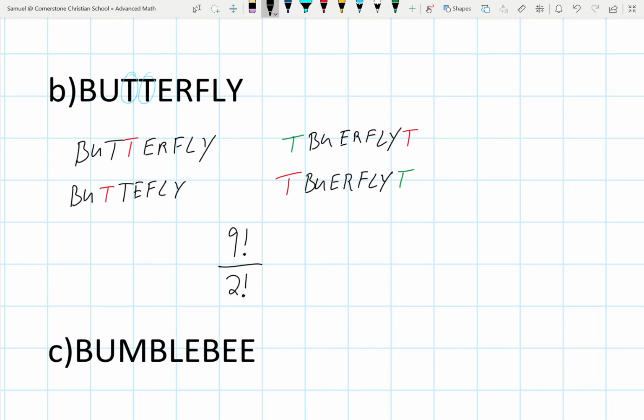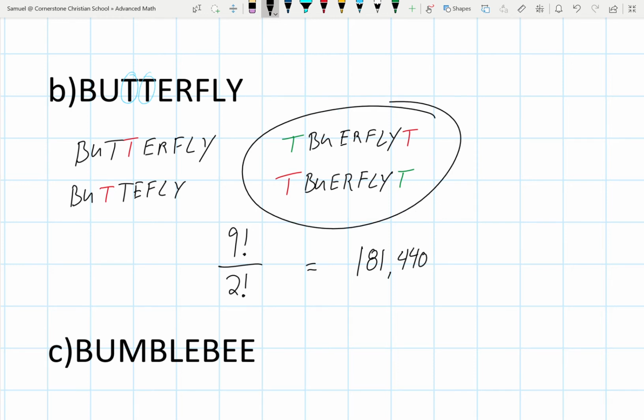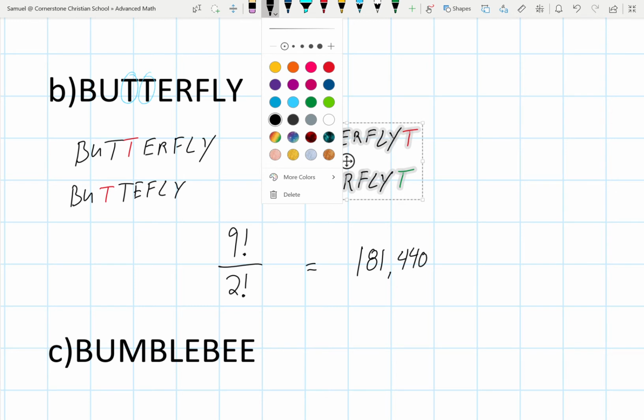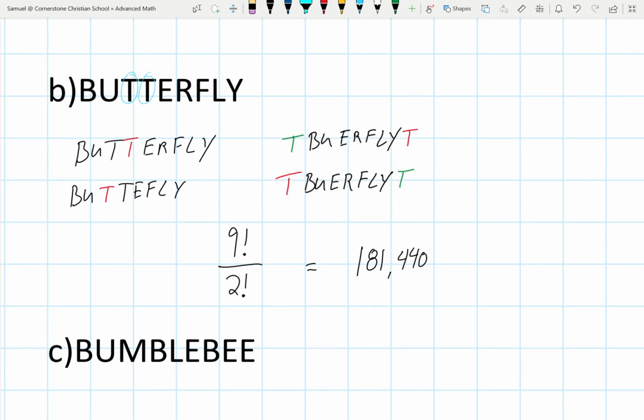Now, 2 factorial again is just 2 times 1, and so that wouldn't change too much up. And so you can enter this into your calculator, and 9 factorial divided by 2 factorial is going to be 181,440 distinguishable permutations. Again, distinguishable. The only way that these two were distinguishable is because I changed the colors. If they were the same color, then it wouldn't matter. If they were all the same color, it would not have made it distinguishable.